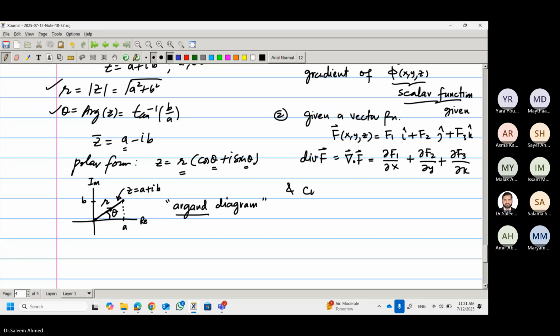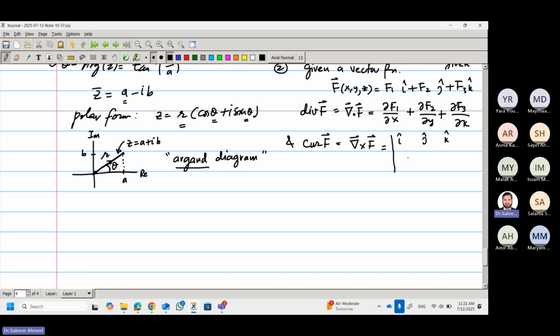And the curl of f, that is del cross f. You know that the cross product of two vectors is given by i, j, k in the first row, del in the second row, which is partial by partial x, partial by partial y, partial by partial z, and f in the third row: f1, f2, f3. Now you can just find the determinant and get the answer.